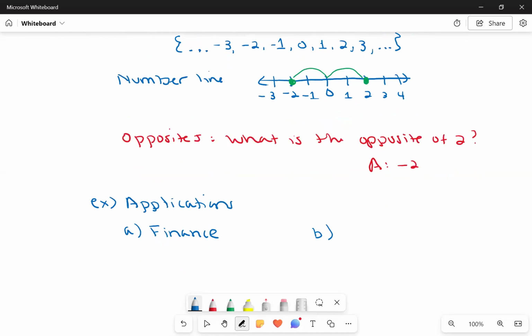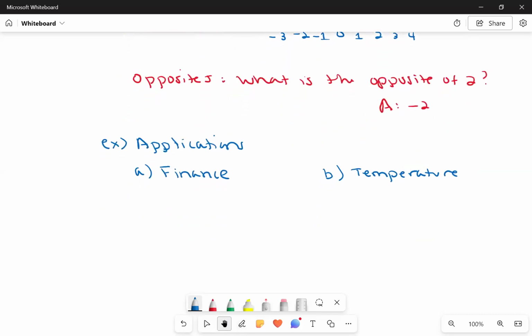And then temperature would be another really great example of where we could use integers, right? We all know that there are negative temperatures below 0 degrees, and that's representing how cold it is, the absence of warmth, and so forth.